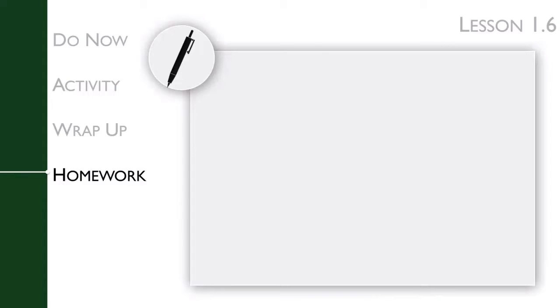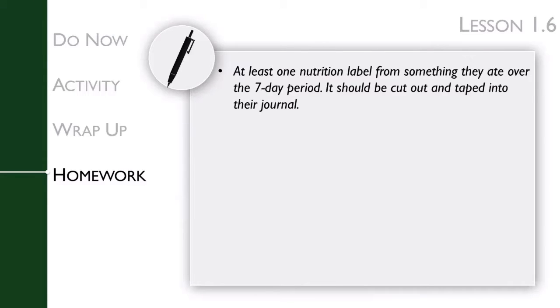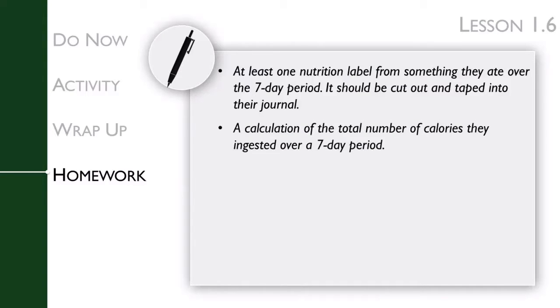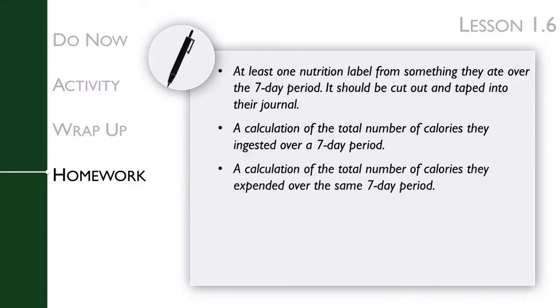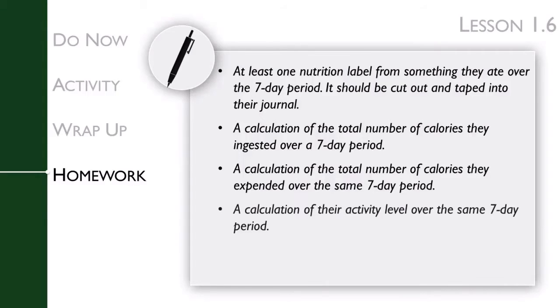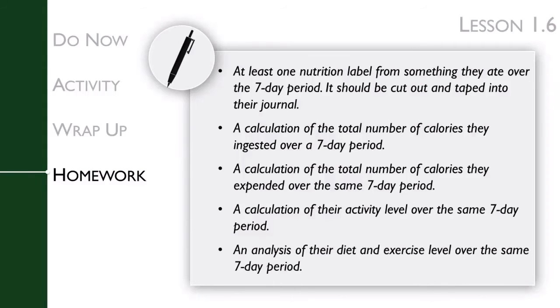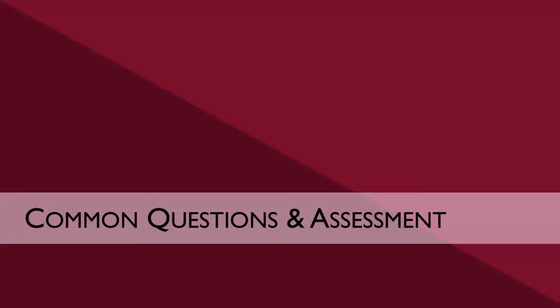Their finished assignment should include at least 1 nutrition label from something they ate over a 7-day period, which should be cut out and taped into their journal, a calculation of the total number of calories they ingested over a 7-day period, a calculation of the total number of calories they expended over the same 7-day period, a calculation of their activity level over the same 7-day period, and an analysis of their diet and exercise level over the same 7-day period.